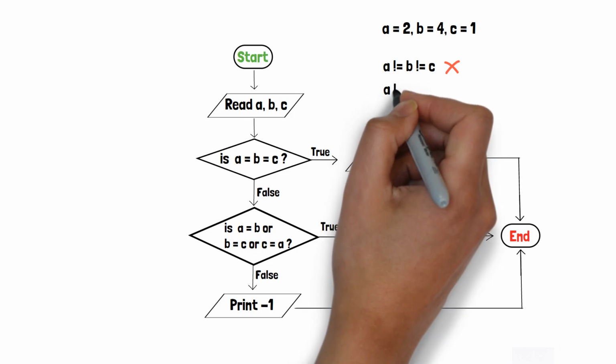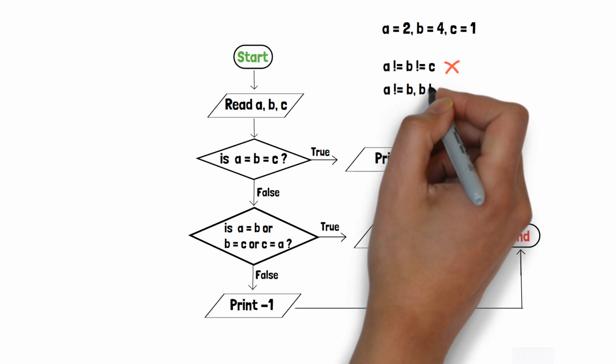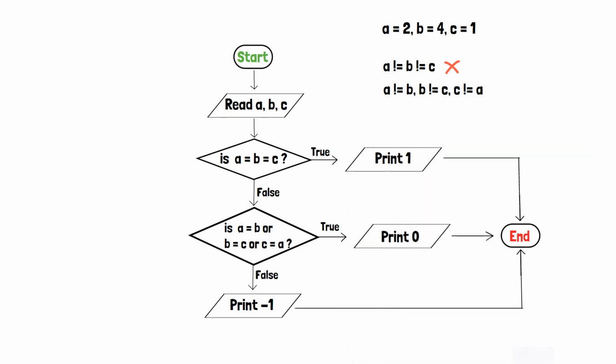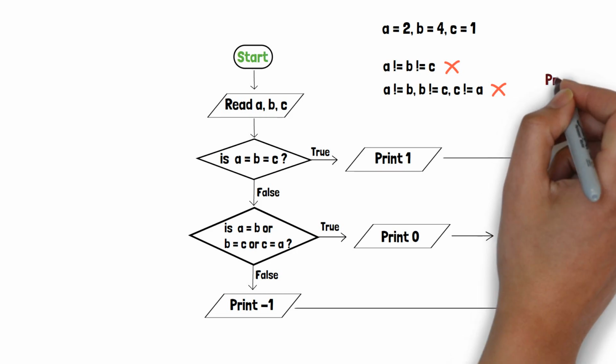Here, A is not equal to B and B is not equal to C and C is also not equal to A. Thus, none of the conditions is true. Thus, the condition in the second decision box is also false. As a result, our program will print minus 1.